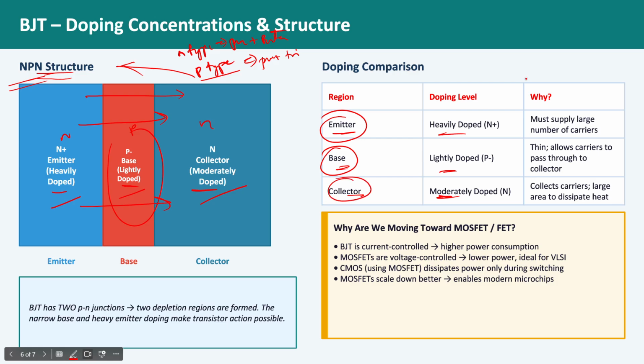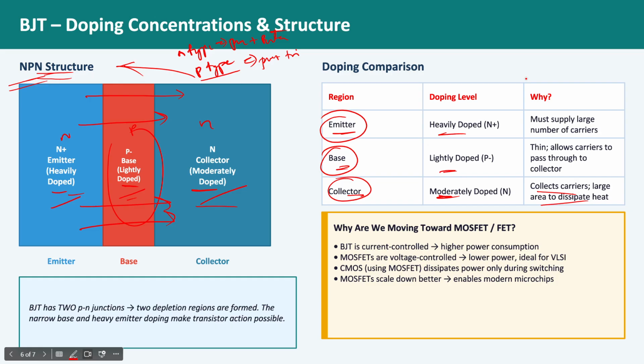Why the collector? The collector collects carriers and has a large area to dissipate heat. So it requires a large area compared to the emitter and base. The collector has a large area. Why? The electrons grabbed by the collector dissipate some heat. So it is moderately doped and its size is larger compared to the emitter and base. The emitter has a medium width and the base has a small width.